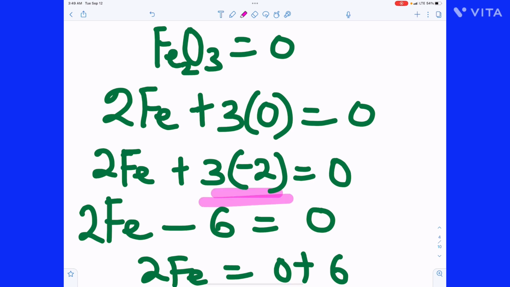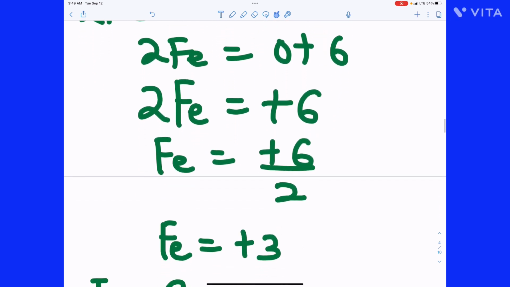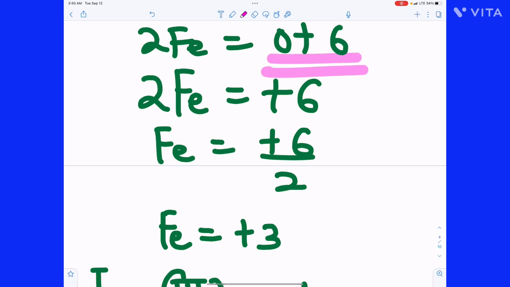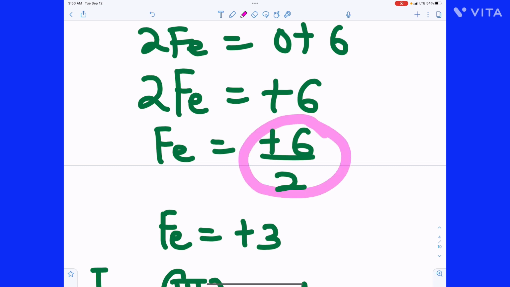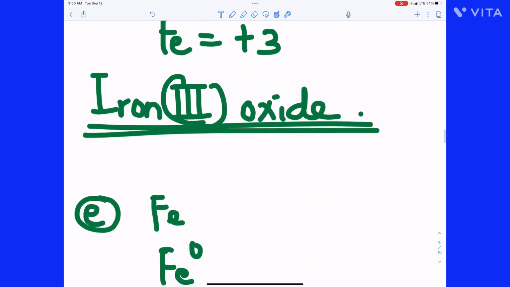Oxygen is minus 2 in its compounds, except in peroxide. This compound is not a peroxide, so the charge of oxygen in it will be minus 2. That means 2Fe plus 3 times minus 2 is equal to 0. 2Fe minus 6 is 0. Plus 3 times minus 2 is minus 6. What does that give us? 2Fe is plus 6. And Fe is plus 6 over 2. So that gives us plus 3. We call this compound iron 3 oxide.